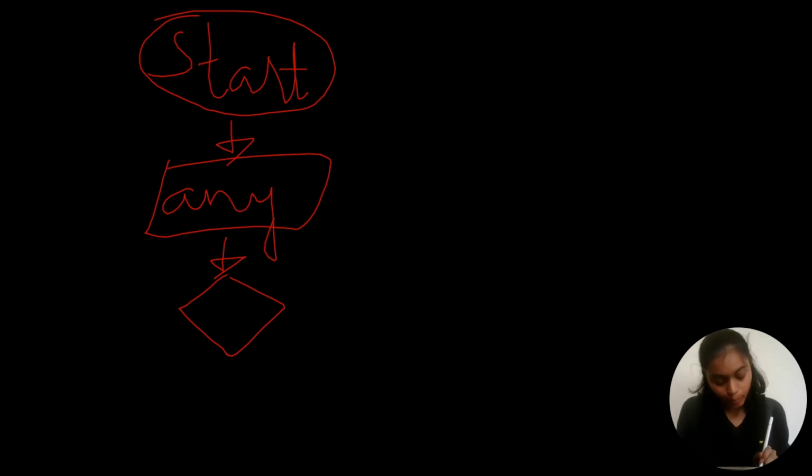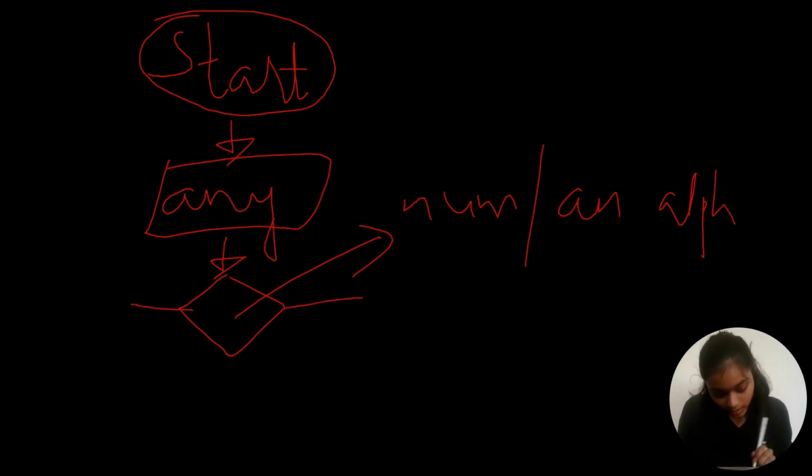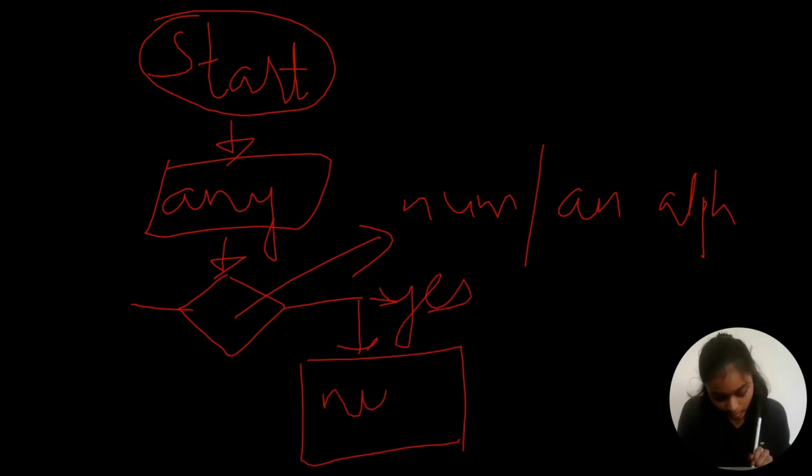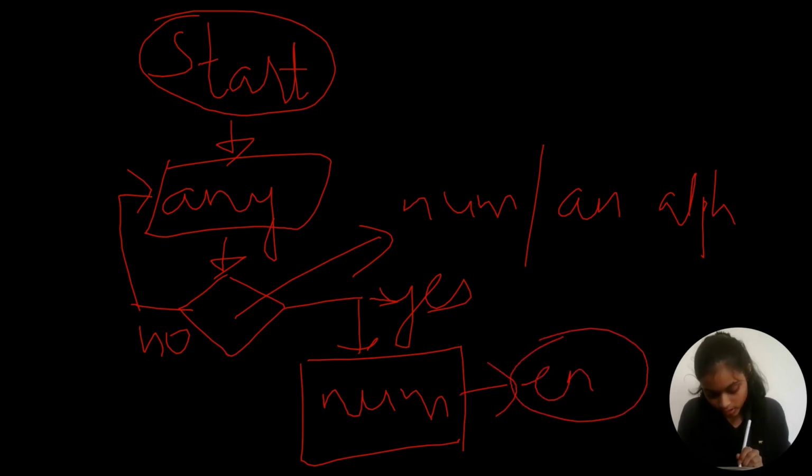Condition, I'll check if the input given by the user is a number or an alphabet. Okay, so yes, if it is a number, then let me print that number. If it is no, the input given by the user is not a number, then I'll prompt the user to take the input again. So it runs over and over again until the user gives an input of number. If the user gives number, it will print number and it will end the process.